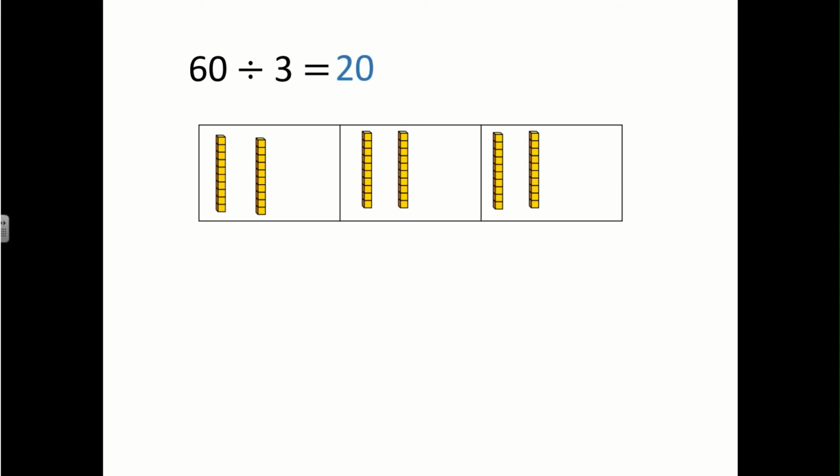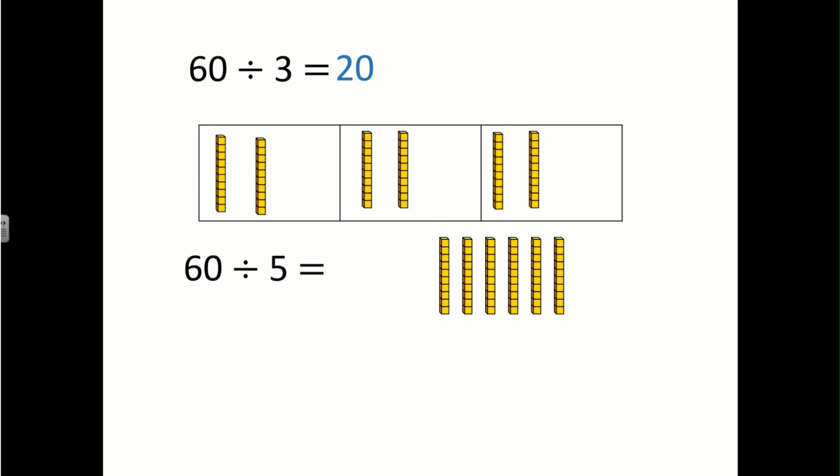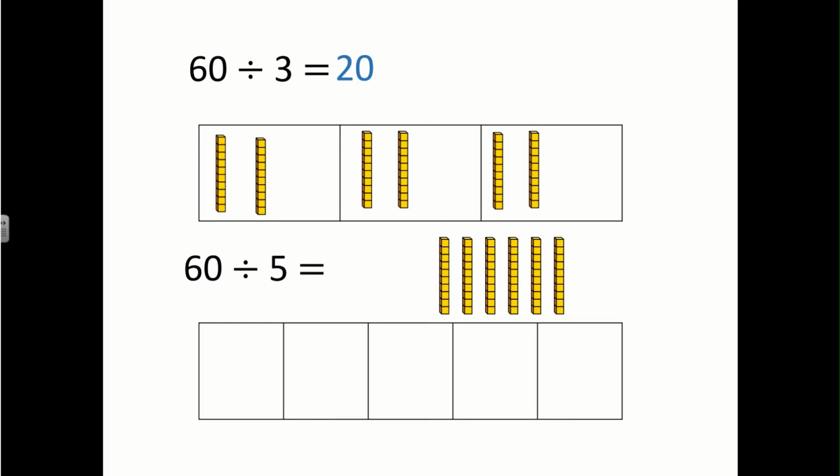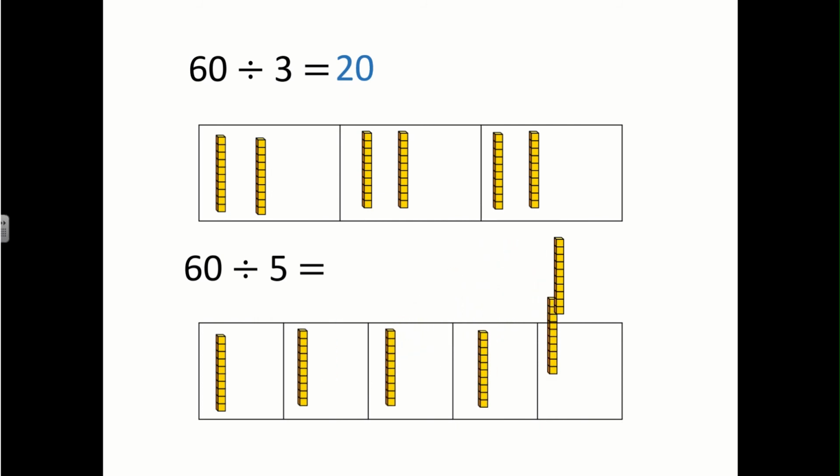In this example, we need to do an exchange because we're going to do 60 divided by 5. So I draw my 5 boxes to share my base 10 into. I can begin sharing out the tens so that each box has 1 ten. However, I'm left with 1 ten, which at the moment I cannot share between those 5 boxes as it is a 10 stick.